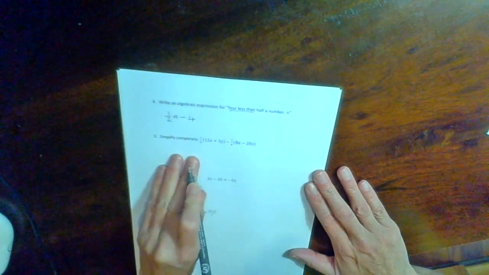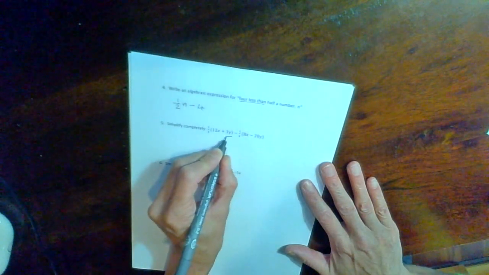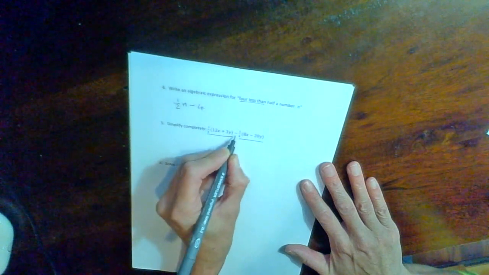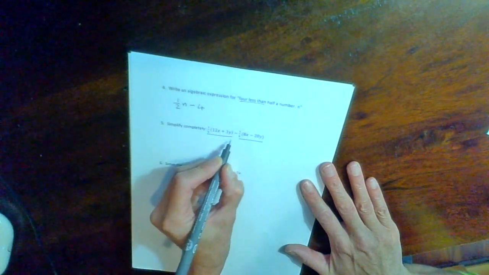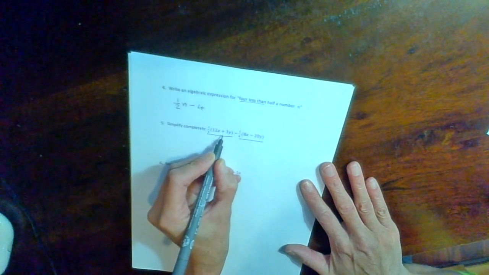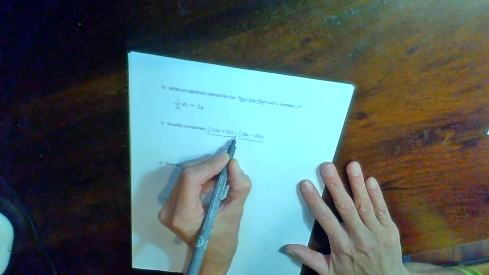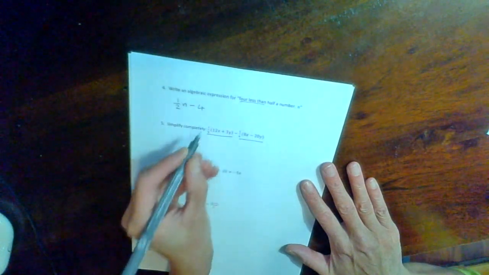Okay, number 5, simplify completely. We've got 2 terms. Remember, terms are separated by plus or minus, but only those that are not in parentheses. So this plus is in parentheses, so it doesn't separate the first term. This minus is not in parentheses, so here's the second term.